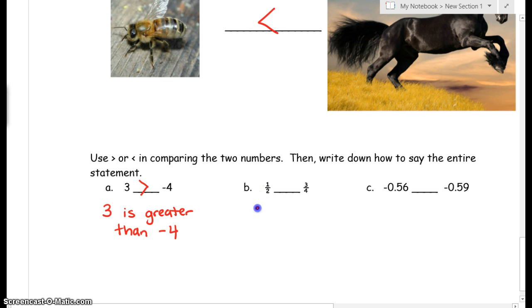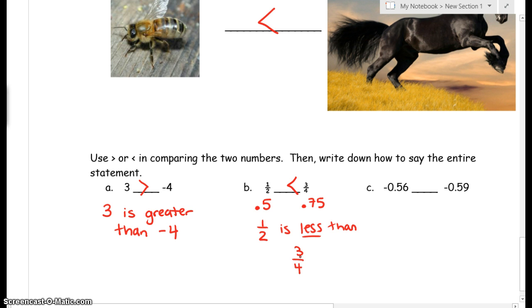And I want to just write that so you can see it. 1/4 is the same thing as 1/2 is the same thing as 0.5. 3/4 is the same thing as 0.75. So I'm going to eat the bigger part. And so we have 1/2 is less than 3/4.